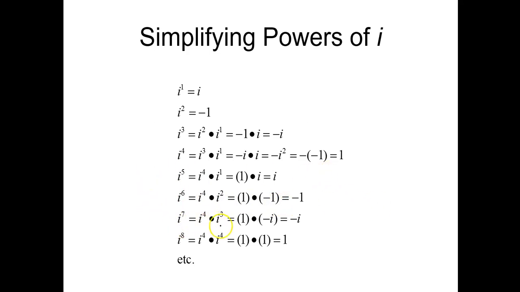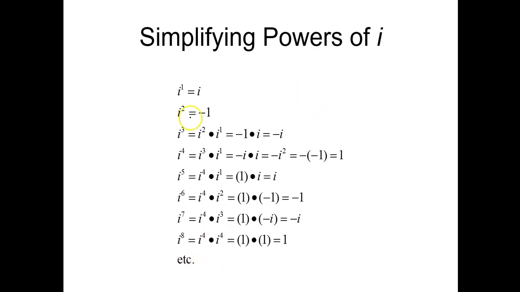i to the seventh is i to the fourth times i cubed. 1 times negative i, negative i. i to the eighth is i to the fourth times i to the fourth, or 1 times 1, which is 1. From here on out, you can break down your powers of i to some i to the fourth power, or 1, times i to another power, i to the 0, 1, 2, or 3. And we now know i to the 0 is 1, i to the first is i, i squared is negative 1, i cubed is negative i. So all of our answers are going to break down somehow to 1 or i or negative 1 or negative i. And it's a pattern.